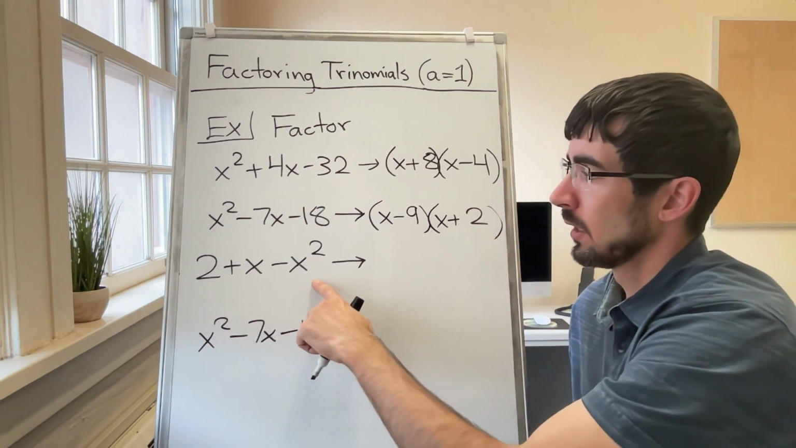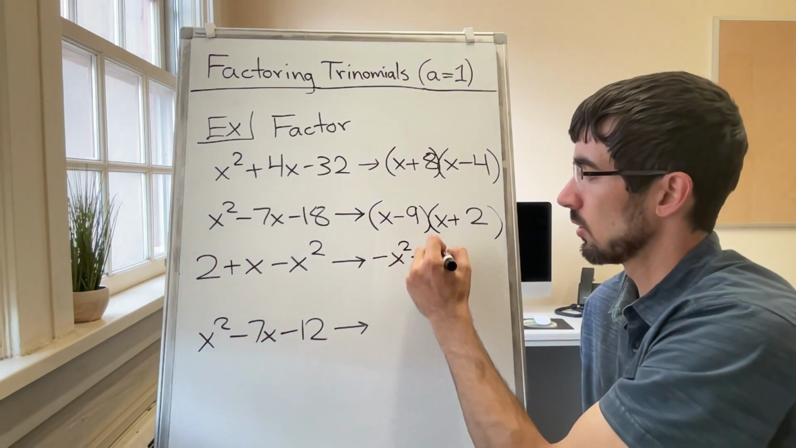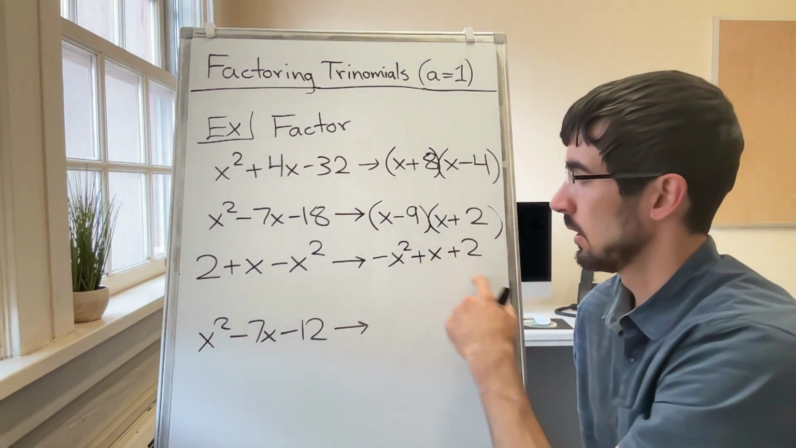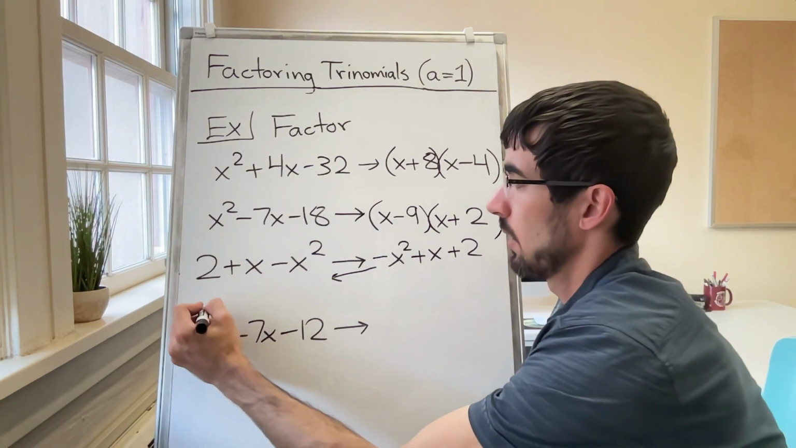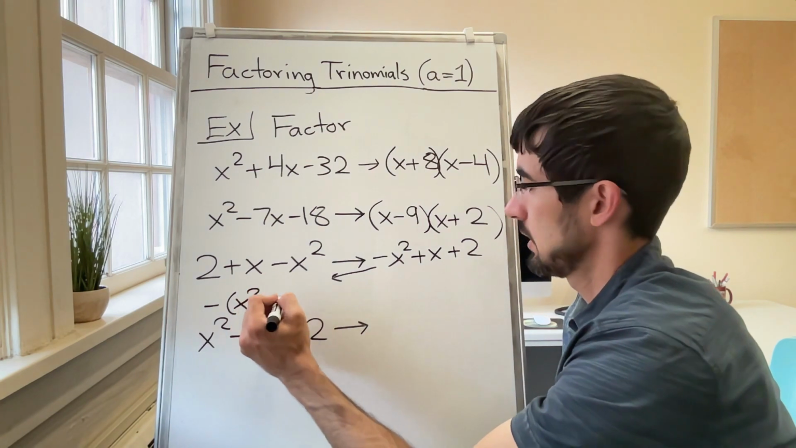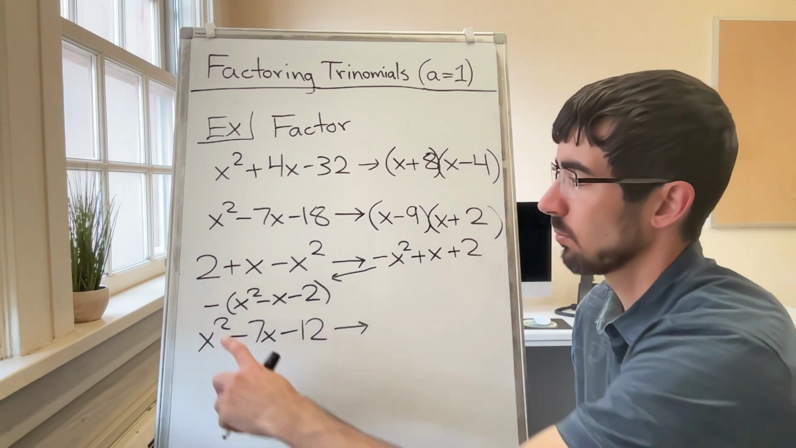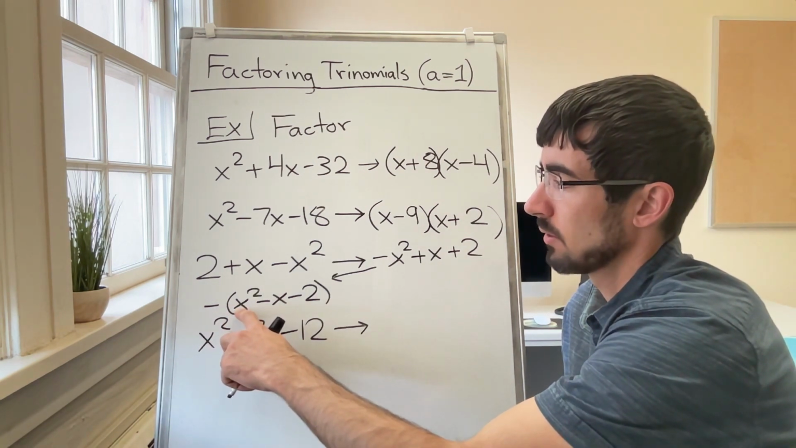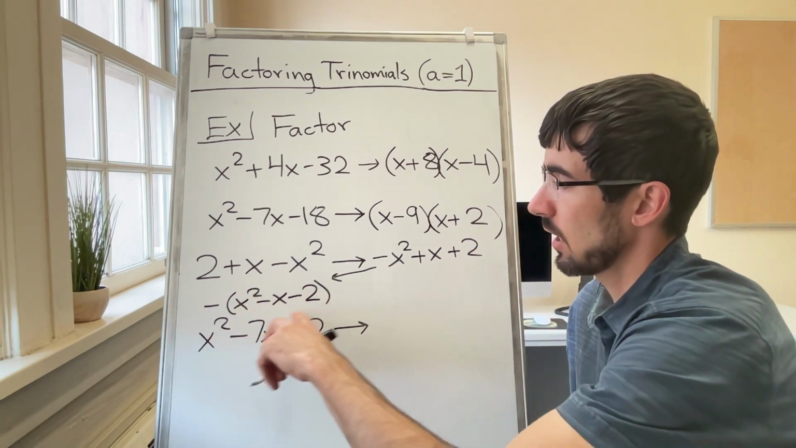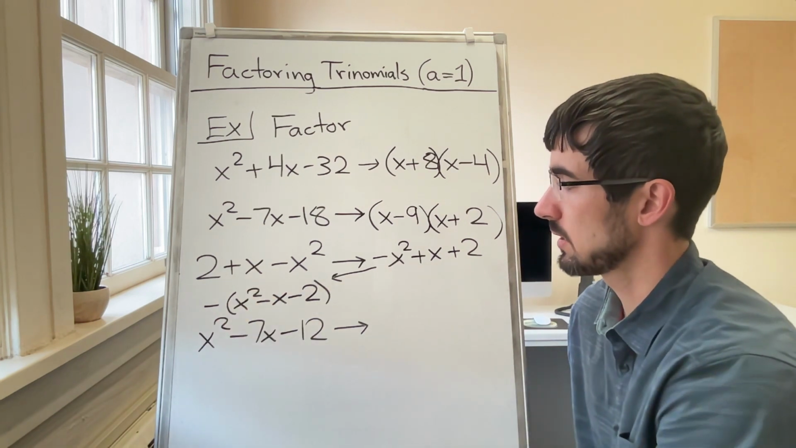Third example, I'm going to rearrange this one first by reordering the terms in descending order. Negative x squared plus x plus 2. And second, by factoring out the negative sign, x squared minus x minus 2. It works best for this factoring approach if the first term is positive. And so I'm factoring out a negative sign. It factored out of every term in order for this first one to be positive inside parentheses.